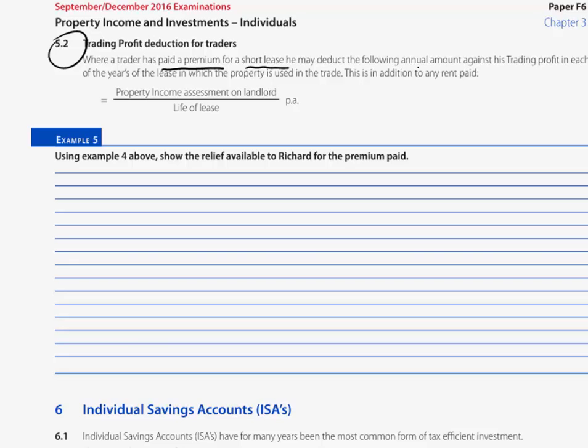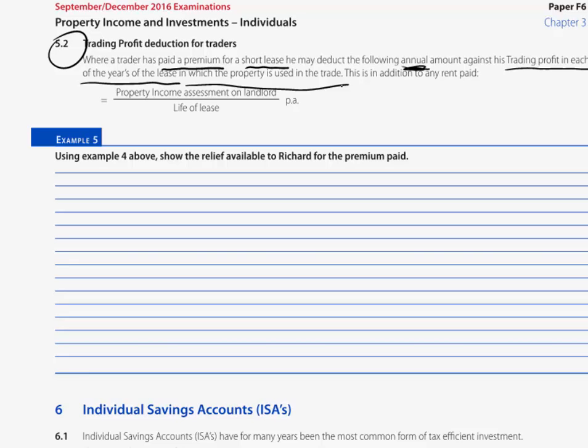So an annual amount, I repeat, to set off against the trader's trading profit in each of the years of the lease in which that property is used within the trade. And that will be an extra allowable annual deduction on top of any rent paid, or indeed payable as it would be within the accounting system. So how do we work out this annual figure?